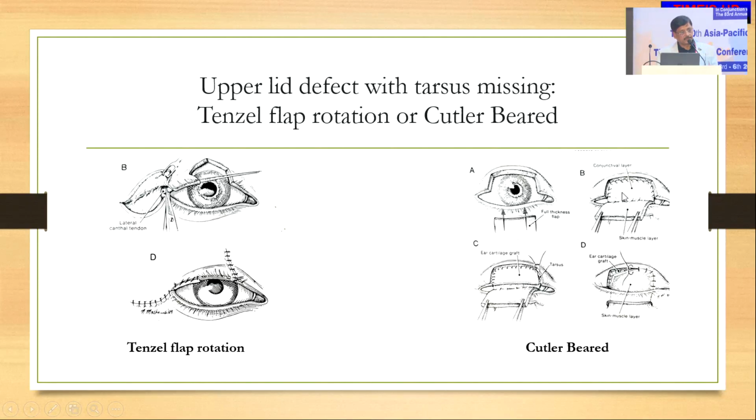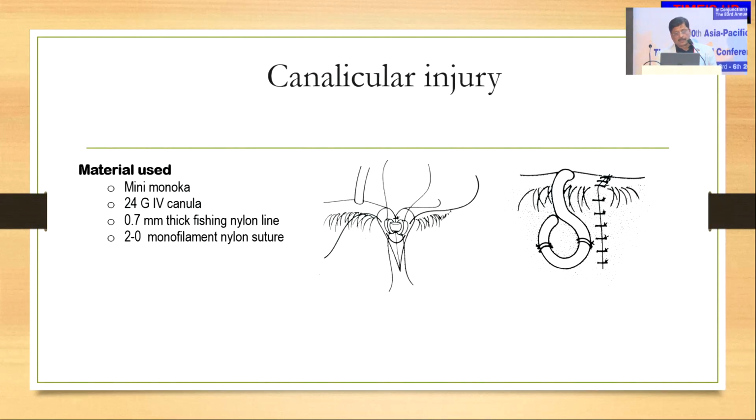But if you think there is a chance of a floppy upper lid, you can always take cartilage from the auricle or nasal septum and place it in between this. People are placing some type of plastic or buckle type of thing for this, making an artificial tarsal plate also. And at the same time, if you find some canalicular injury.